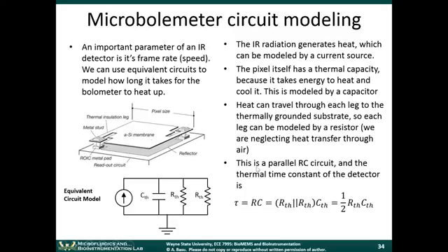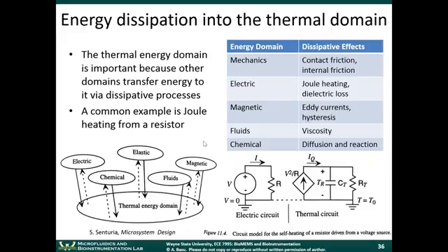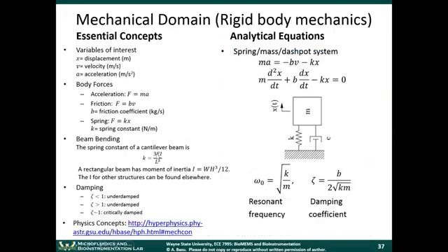The advantages, remember, of thermal systems is that these thermal capacitances can be very small. So basically objects can be heated up and cooled very quickly at the microscale. All right, we finished off with the thermal domain here. Today we'll talk about the mechanical domain.